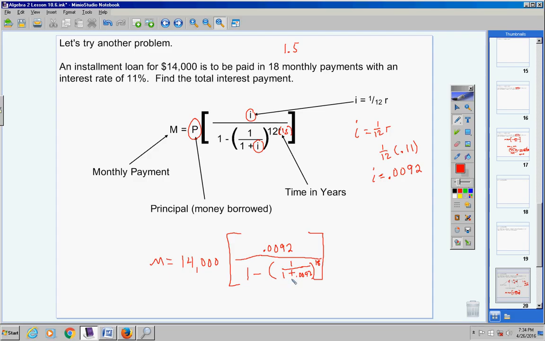First of all, I'm going to take 1 plus 0.0092, and I will get 1.0092. Now I'm going to take 1 divided by 1.0092. And we're going to get this decimal right here. Let me write it in here quickly.